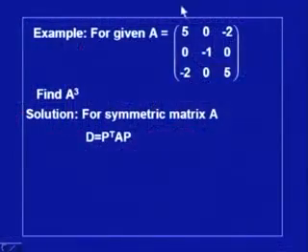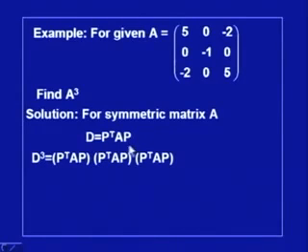I am illustrating this concept with the help of A cube. I will start with a symmetric matrix A, which is the matrix given here; this is applicable only for symmetric matrices. So, if I have been given a symmetric matrix, then I can write D equal to P transpose A P, that is, D is similar to this matrix, and D is a diagonal matrix.